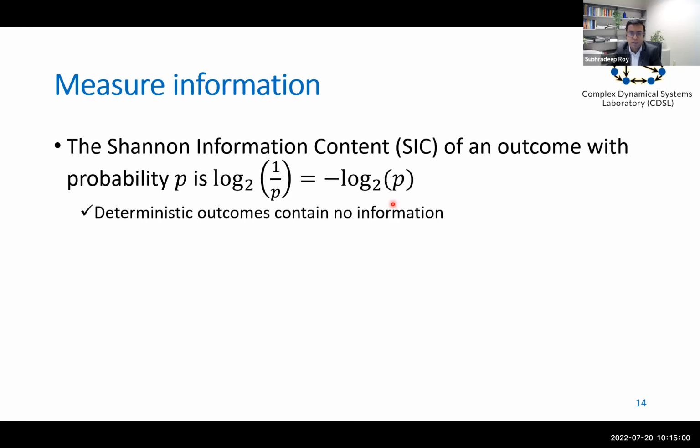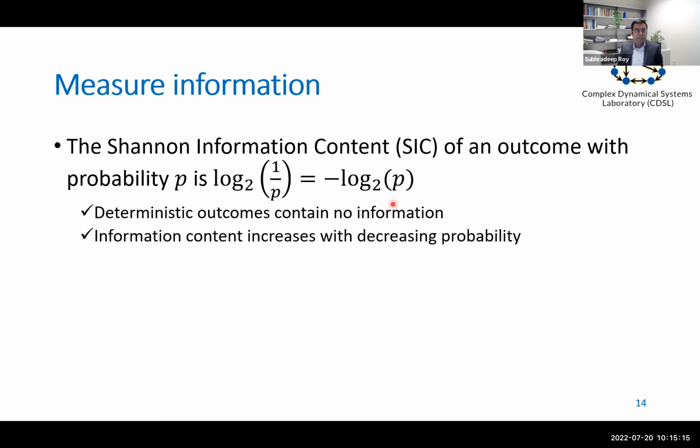Just to give you an example, I'm currently in Florida. If I come to know it's going to snow tomorrow in Florida in summer, that's going to be a very surprising event. So that will have a lot of information associated with it. And that's what we want. Again, the log function satisfies this property: information content increases as we decrease the probability.